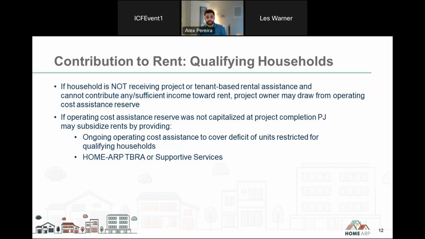And in addition to that, the PJ may also elect to fund HOME-ARP tenant-based rental assistance or supportive services, both of which can provide some form of supplement to the household income or help stabilize the household so that it is able to secure a higher income. So if you're considering using one of those other activities to supplement the rental portion of HOME-ARP rental, I highly recommend that you check out the notice requirements and you check out the HUD Exchange for further resources on those activities.